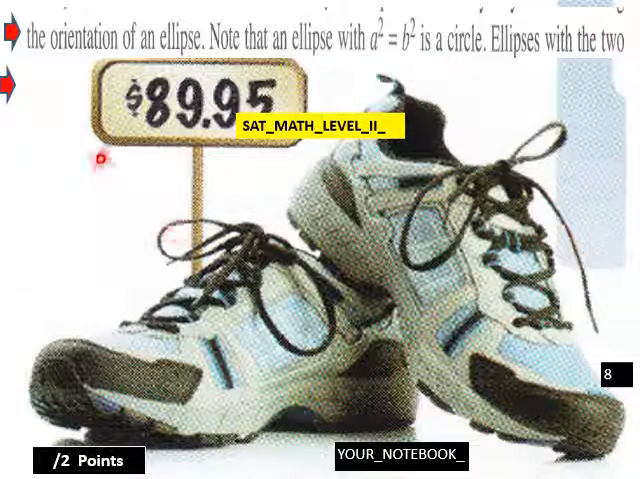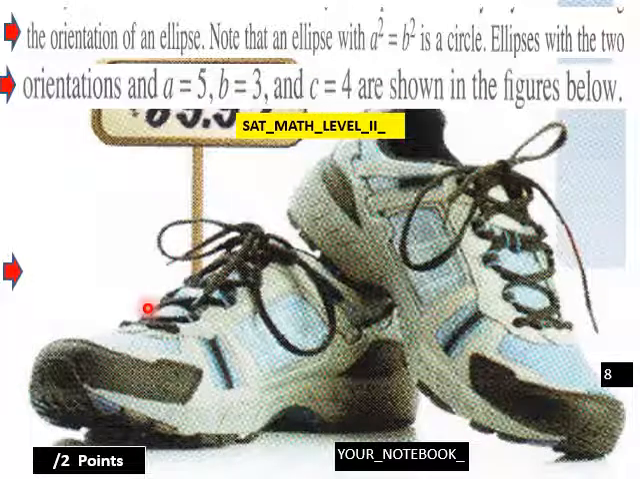Ellipses with the two orientations, and a equals 5 and b equals 3 and c equals 4, are shown in these figures here. So here is the situation, x squared over 25 plus y squared over 9. So it has a horizontal major axis here. Then here are your foci. Then over here, your 25 is in the denominator of the y squared. So now your major axis is your vertical axis here.